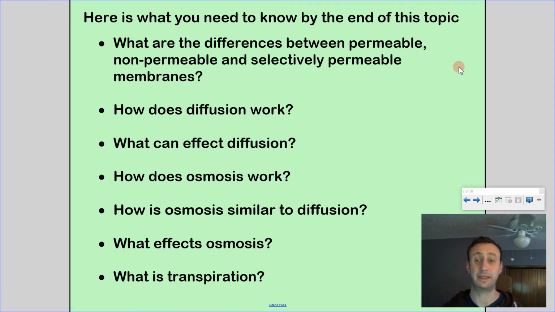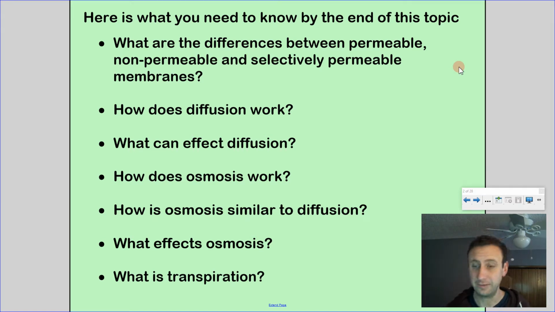By the end of this topic, and this is going to be a 2-day topic, you should know the differences between permeable, non-permeable, and selectively or semi-permeable membranes. You should know how diffusion works. Okay, so you're going to learn about diffusion. We're going to actually do a little experiment, and you're going to learn how that works.